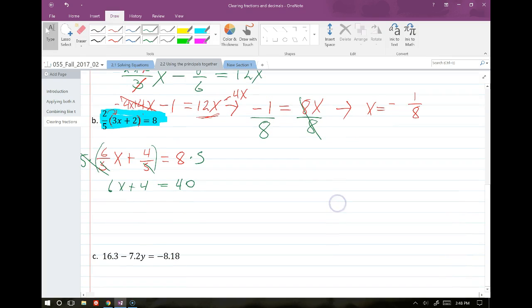All right, so now the opposite of 4 is negative 4, so we're going to subtract that from each side. 6x is equal to 40 minus 4, which is 36. All right, we divide both sides by 6, and we get 6.